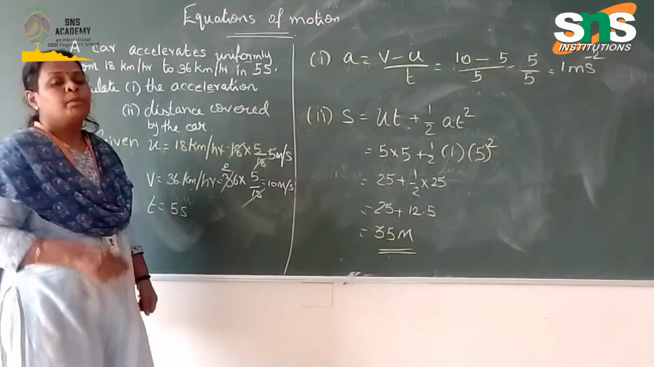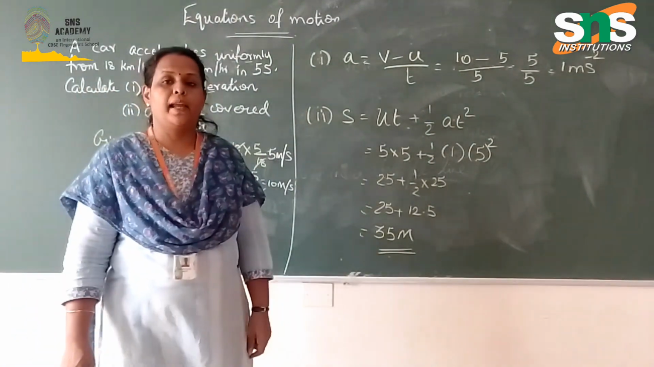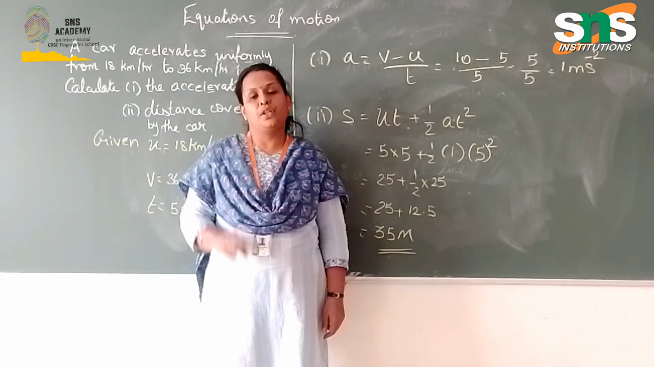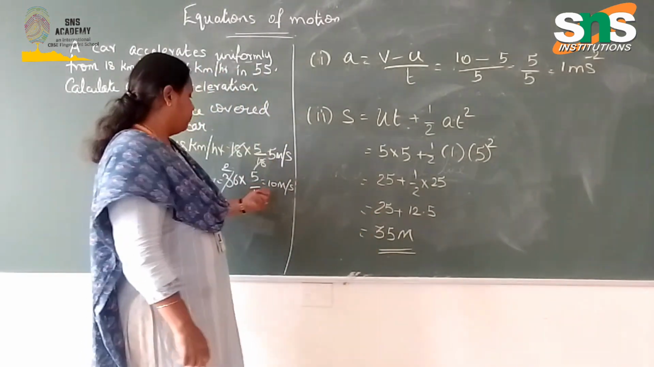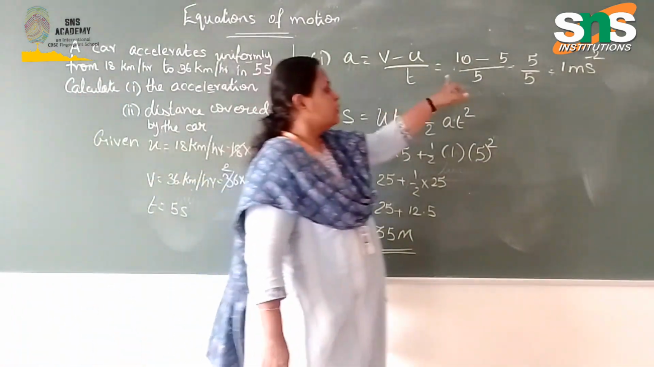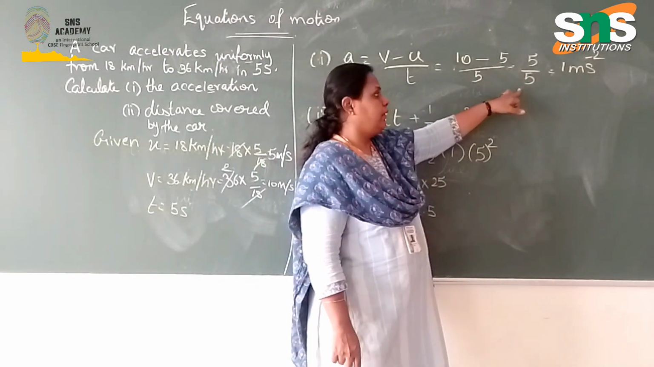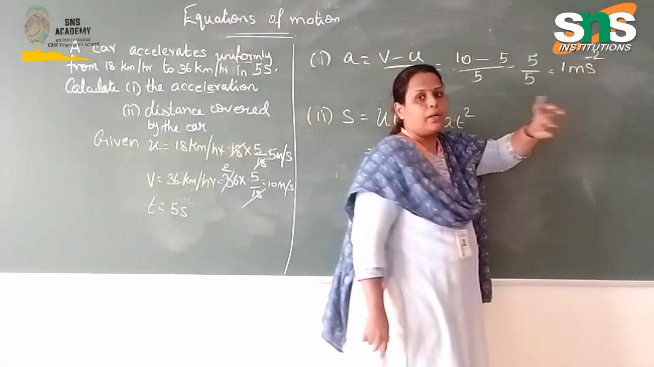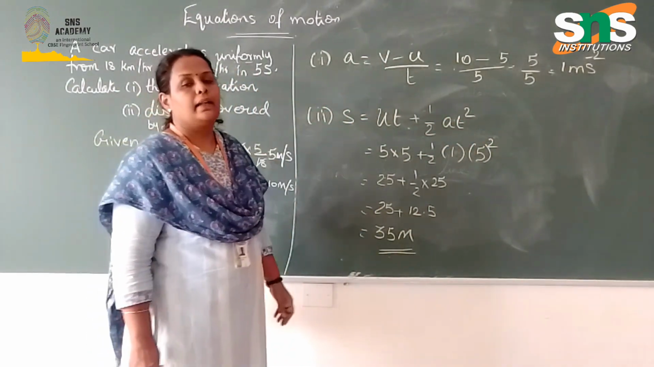Now we have written the given data. How to find the acceleration? The formula is a = (v − u) by t, where v is the final velocity, u is the initial velocity and t is the time interval. Substituting, v = 10, u = 5, so (10 − 5) by 5. 10 minus 5 is 5, and 5 divided by 5 is 1 meter per second square, or 1 m s^−2. This is the answer for acceleration.